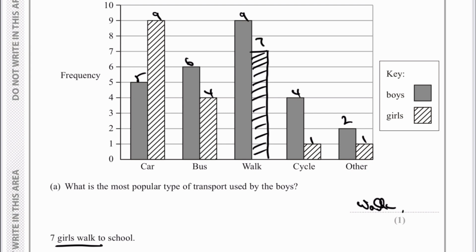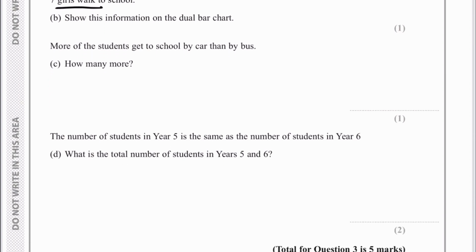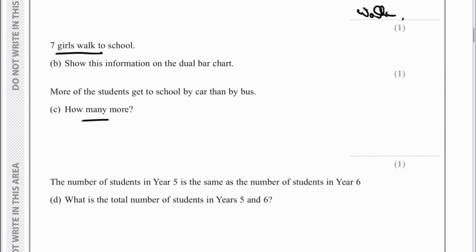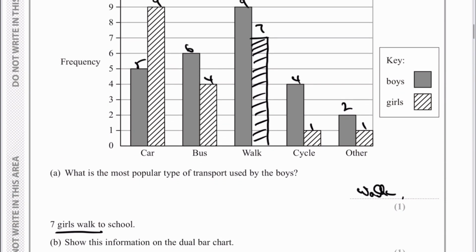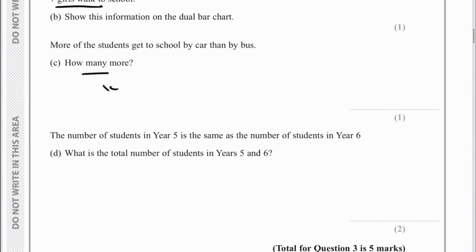Okay, so then if I look at part C, it says more of the students get to school by car than by bus. How many more? This is where adding up the different bars is just a little bit easier for us. If we go back to cars and buses, we've got 14 students that went by car and 10 students that went by bus, and all I'm doing is adding the numbers at the top of the bars there. So 14 and 10, the difference in this particular case is 14 take away 10, which is going to equal 4 students.